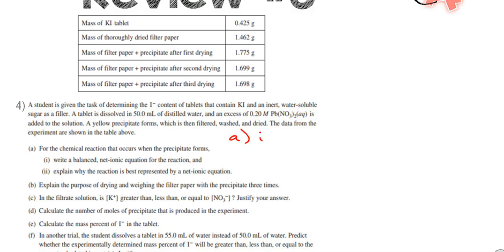Here we go. A, for the chemical reaction that occurs when the precipitate forms, I, write a balanced net ionic equation for the reaction, and II, explain why the reaction is best represented by a net ionic equation. So, you need to think about what was given to you in the paragraph, and you need to come up with a net ionic equation. Easier said than done. So, work with each other or yourselves. What is the net ionic equation from what is being described in the paragraphs? Not in the data table, I'll tell you that.